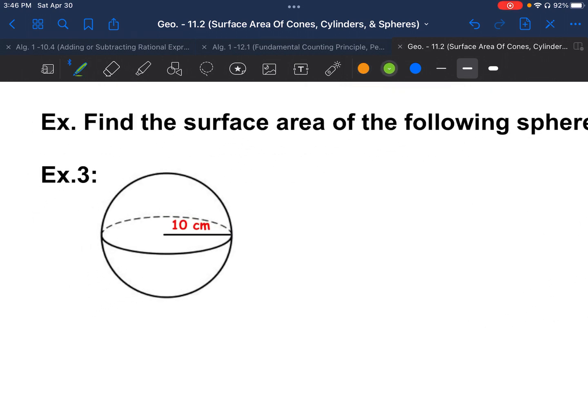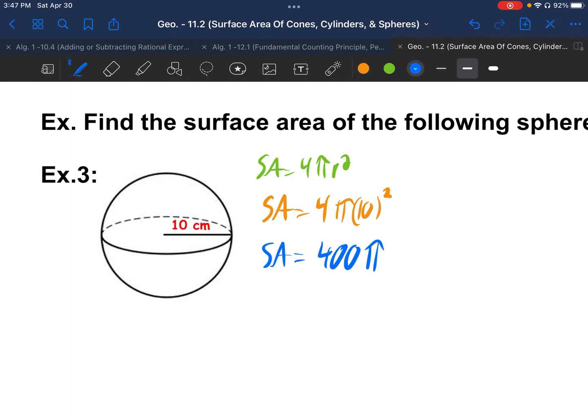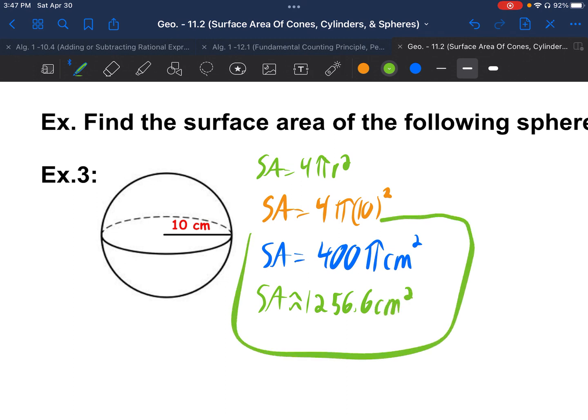On example 3, once again, surface area is 4 pi r squared. We know the r to be 10, so let's plug it in. Surface area is equal to 4 times pi times 10 squared. In terms of pi, that'd be 400 pi square centimeters. Let's say we want it to the nearest tenth, that'd be approximately 1,256.6 square centimeters. And that is our surface area of a sphere.